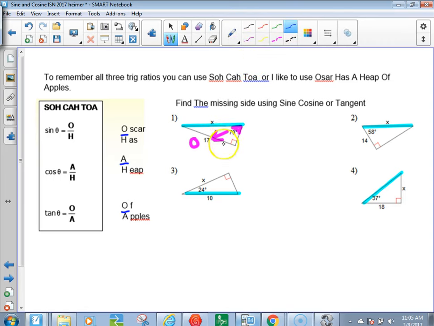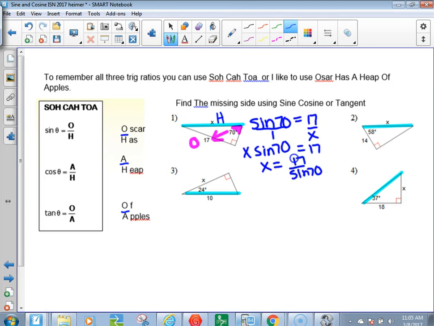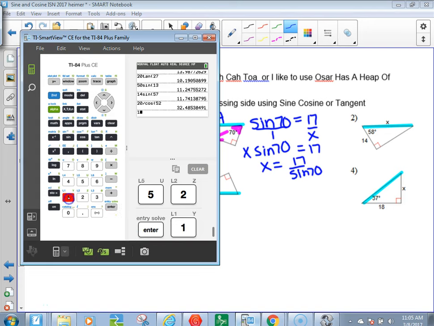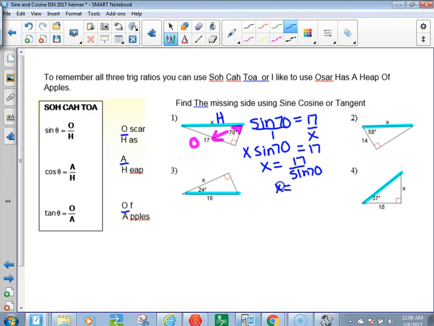All right, so we had opposite and hypotenuse. This one would have been the sine. So the sine of 70 equals the opposite leg 17 over the hypotenuse x. What happens when we have an x in the denominator? Yep, you'll be dividing. X times the sine of 70 equals 17. So x is going to be 17 divided by the sine of 70. Got 18.1 units.